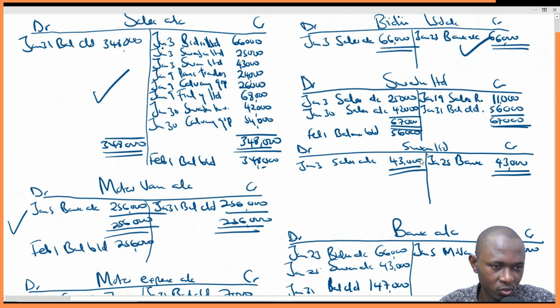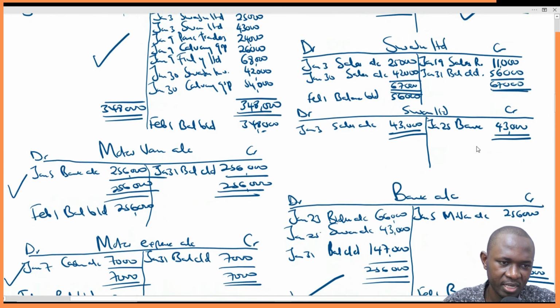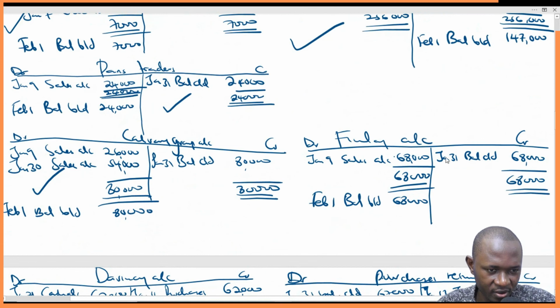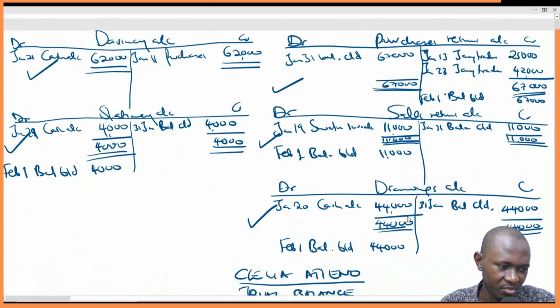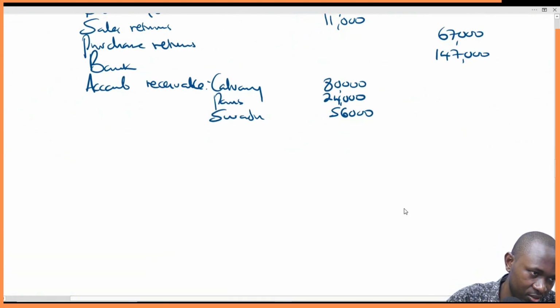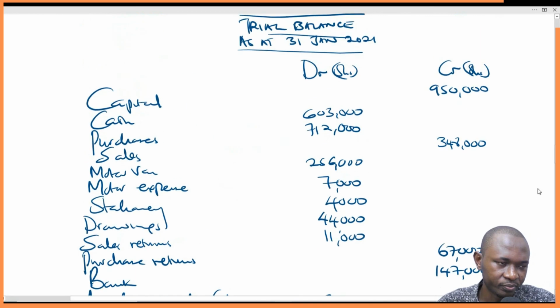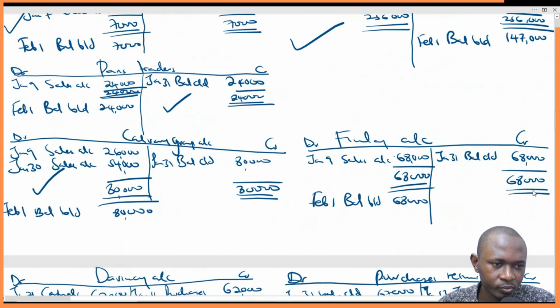Then we're almost done. So we are moving to Swan Limited. You can see the account has balance. So we are done with this, and we're also done with Swaju. So let's continue. Finlay. Who is Finlay? Finlay is a debtor. You can see the transaction is on the debit side. Balance are on the debit side. So Finlay account 68,000 on the debit side. So we are done with this.